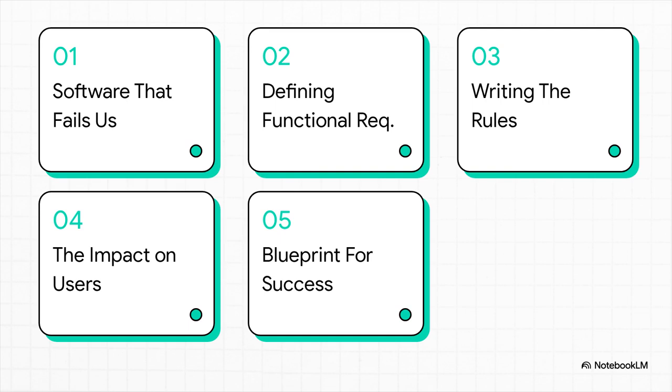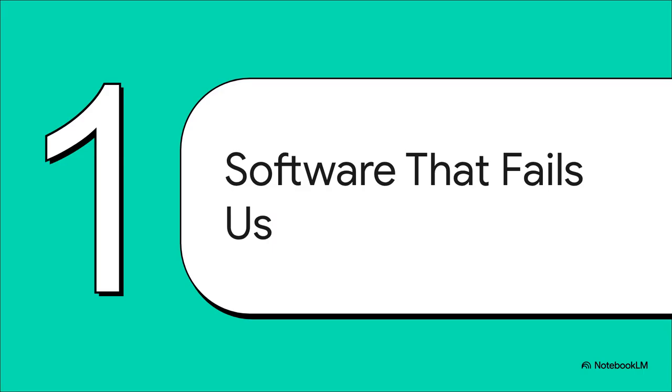We'll kick things off by looking at why software so often feels like it fails us. Then we'll really define what functional requirements are. After that, we'll see how these rules actually get written, how they impact you, the user, and finally, how they become the blueprint for success. I love that. Okay, so let's jump right into that first part.